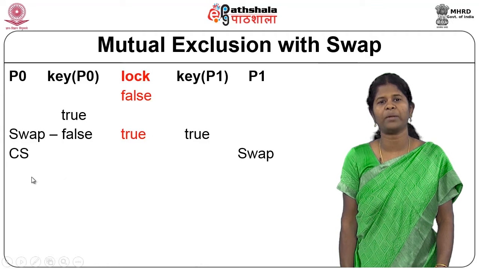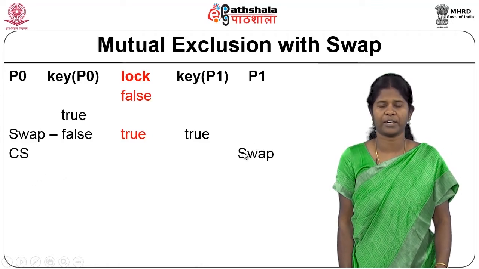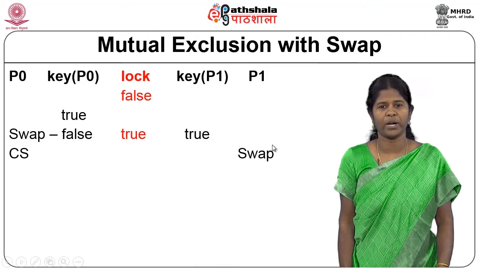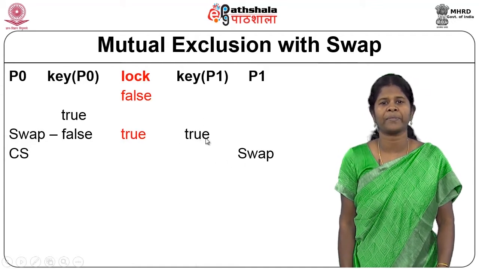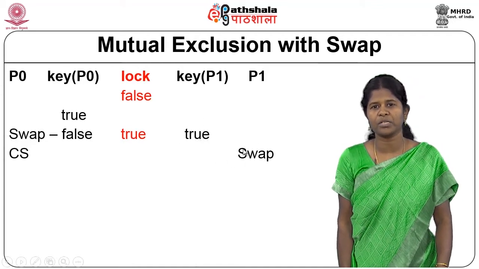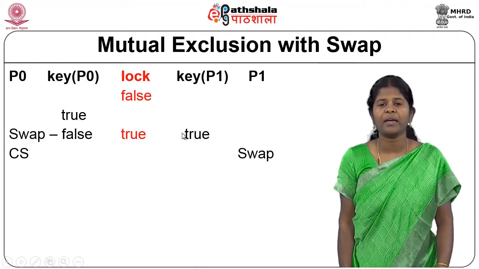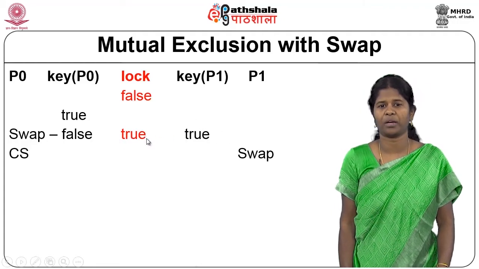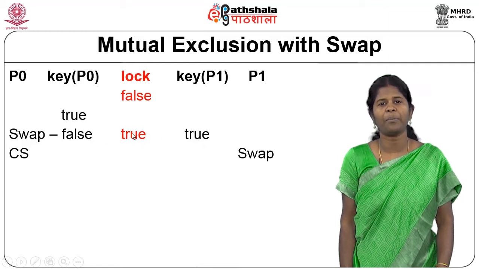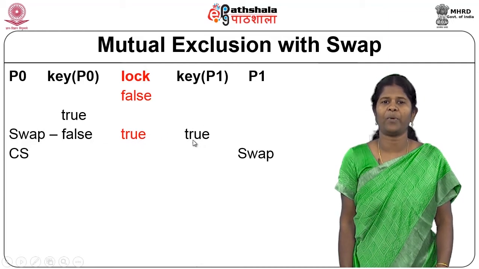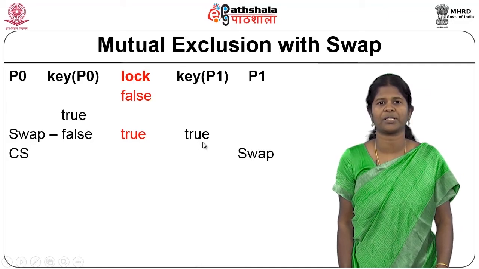And say when P naught is in the critical section, P1 wants to enter the critical section. So, what does P1 do? P1 also makes its value of key true, and then it tries to execute swap of key and lock. You can see that the value of lock is also true, and hence swap of key and lock will keep the value of key true. The value of key does not change.